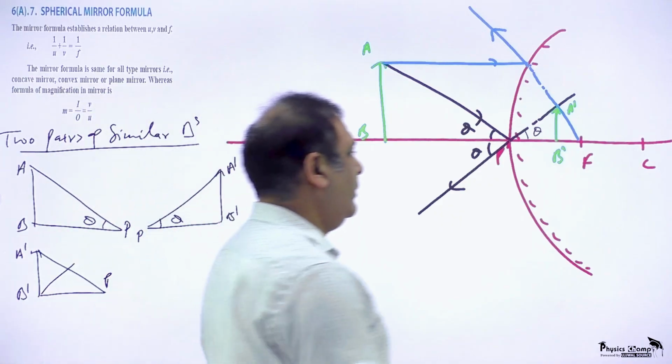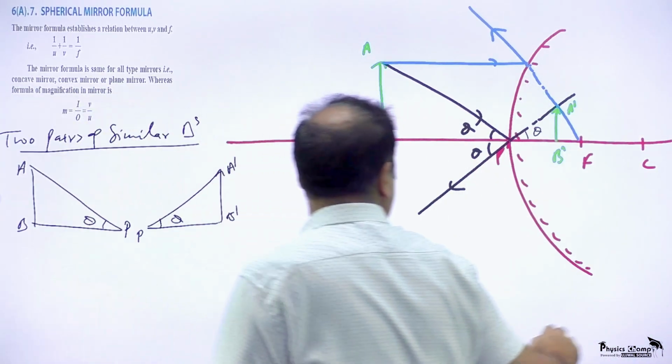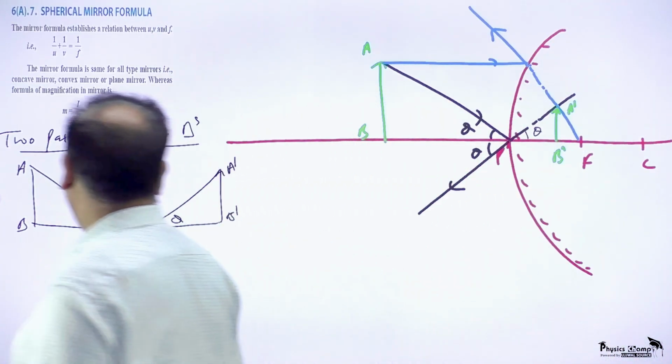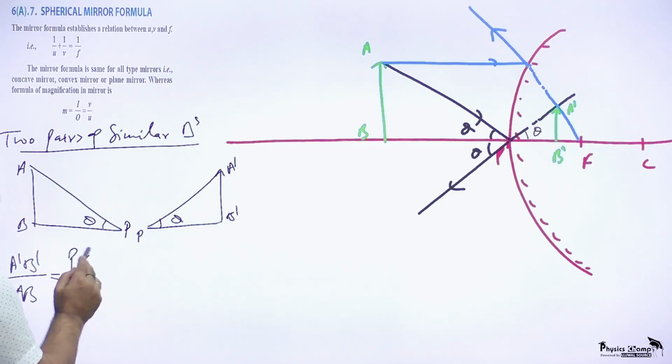So you have taken this one pair of similar triangles, and in this pair you can always write, because all angles are same, the ratio of arms will be same: A dash B dash by AB is equal to PB dash by PB. Better call it PB dash rather than B dash P, because all distances are measured from pole.